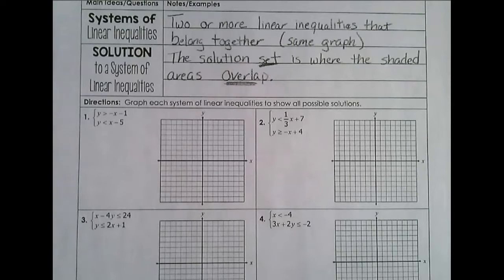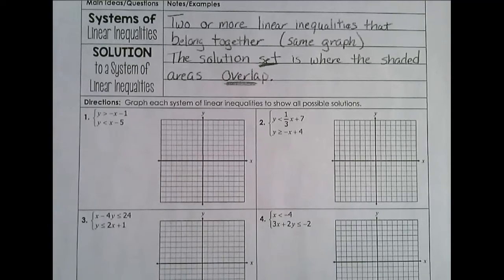So let's take a look at number one. Number one here, it tells me I have a system. I can see that. I have two inequalities. Ooh, I like the fact that they're both already written in slope-intercept form. So they're already written in y equals mx plus b, which means I can just start graphing.